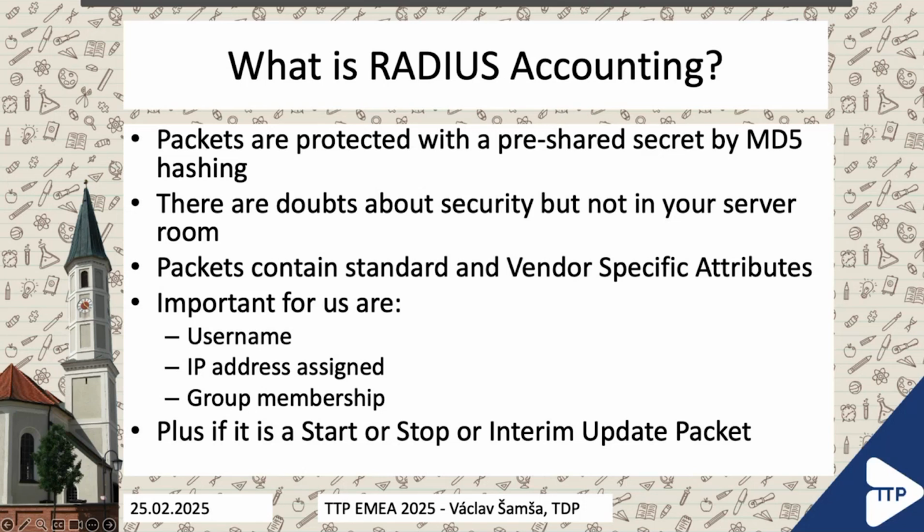So this is matching the object in the directory. That's the IP address. It's set to the client, and group membership is used to control what the user or the user's device can do. Also there is always the same port, same IP address. So one attribute says this is a start or stop or interim update packet. That's it.